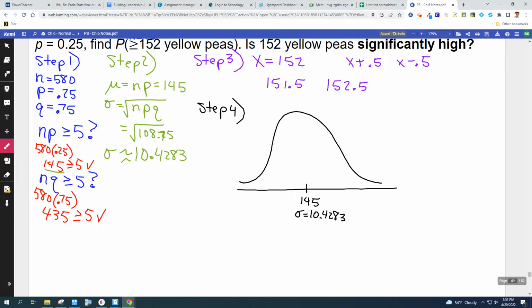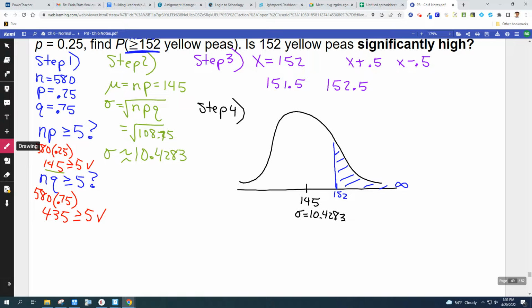Now, normally what we would have done in the last couple of sections is say that 152 is right here. Since we want greater than or equal to 152, we would color in this region from 152 to infinity. That's what we're coloring in. But the problem is we've got to go from the discrete to the continuous, and we have to do that continuity correction.